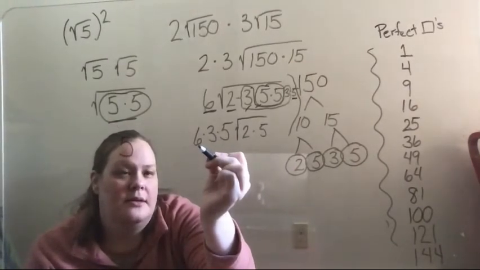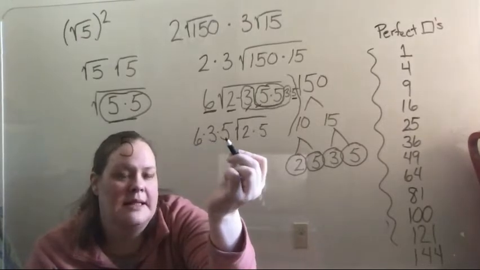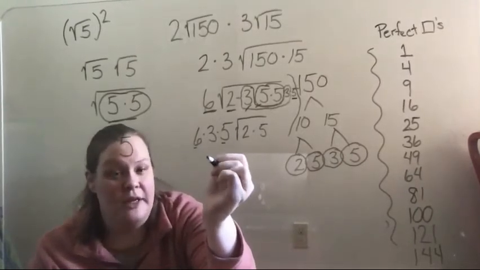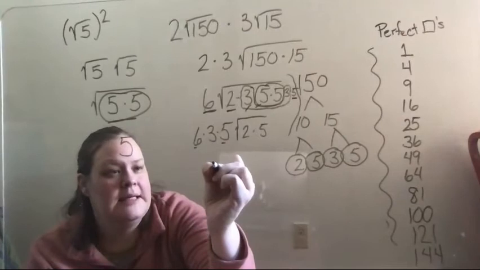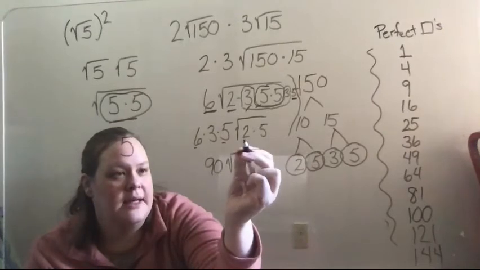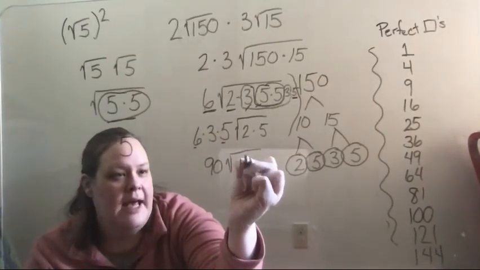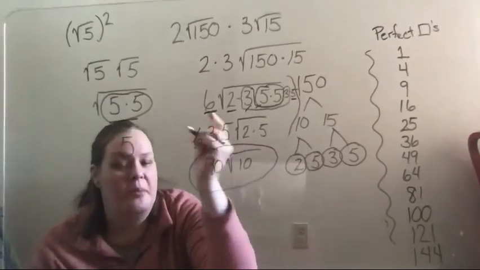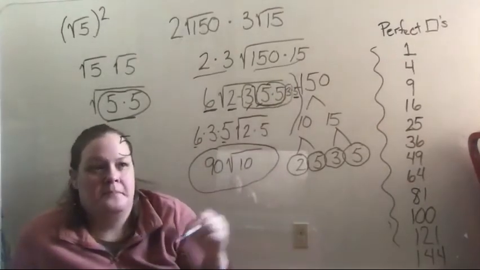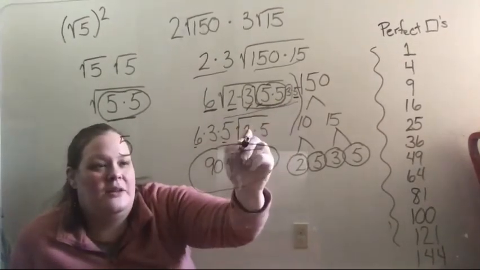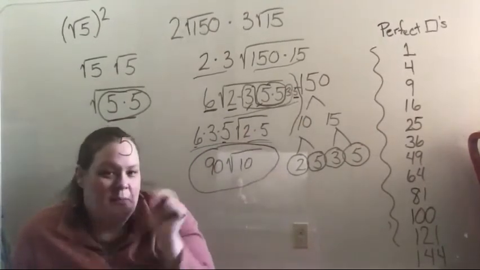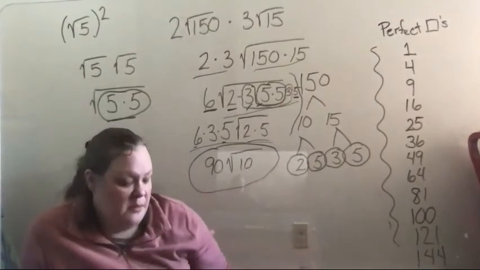So 6 times, I'm going to do 6 times 5 first. 6 times 5 is 30. Times 3 is 90. Put those things together inside. So 2 times 5 is 10. So here is our final answer. Remember, there's several steps. Multiply outside and multiply inside. Find those factors so that we can simplify. And then multiply everything together. Outside multiplied with outside, inside multiplied with inside.